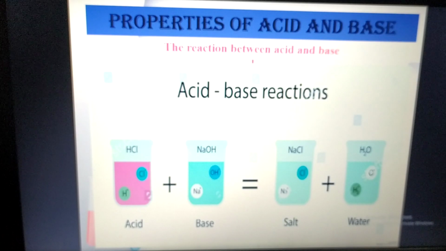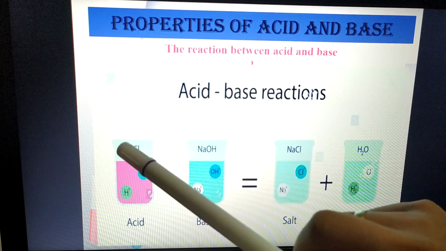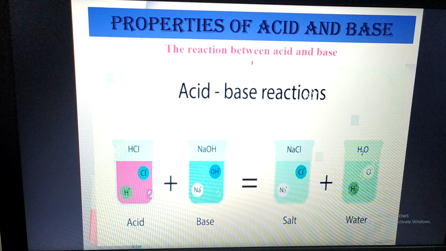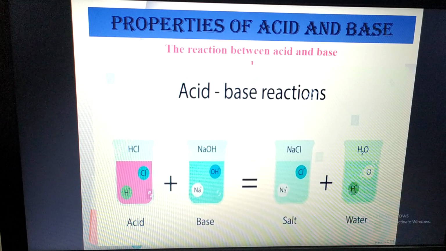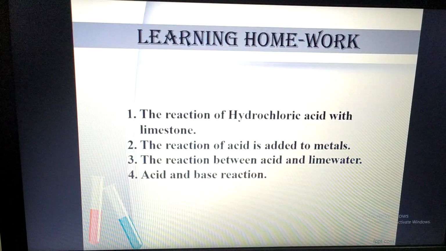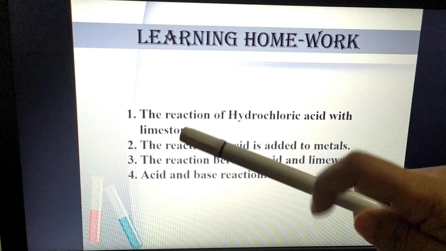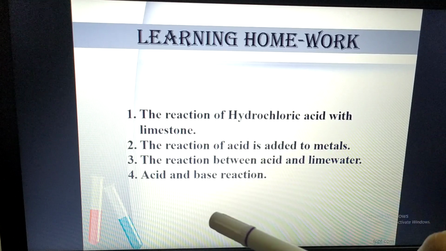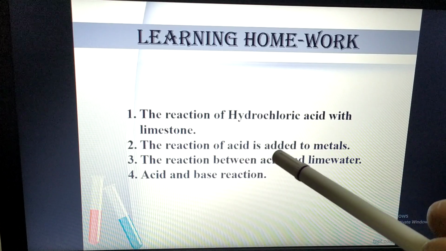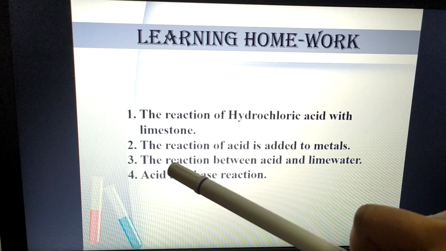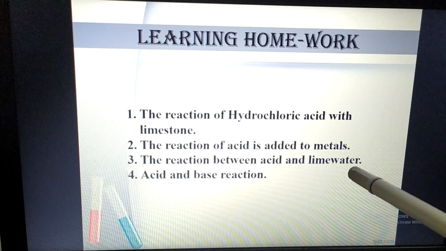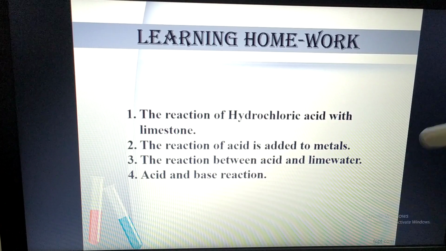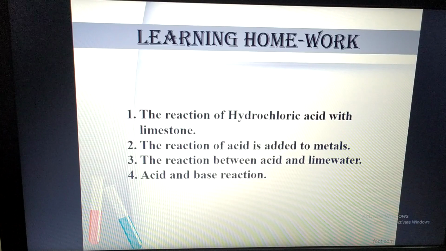So this is the reaction, acid and base, hydrochloric acid. I have written here hydrochloric acid and sodium hydroxide, which is very easy and you have done several times. Okay, so this is the homework, learning homework today. The reaction of hydrochloric acid with limestone, and the reaction of acid added to metals. The reaction between acid and lime water, acid and base reaction. All the reactions you will learn.